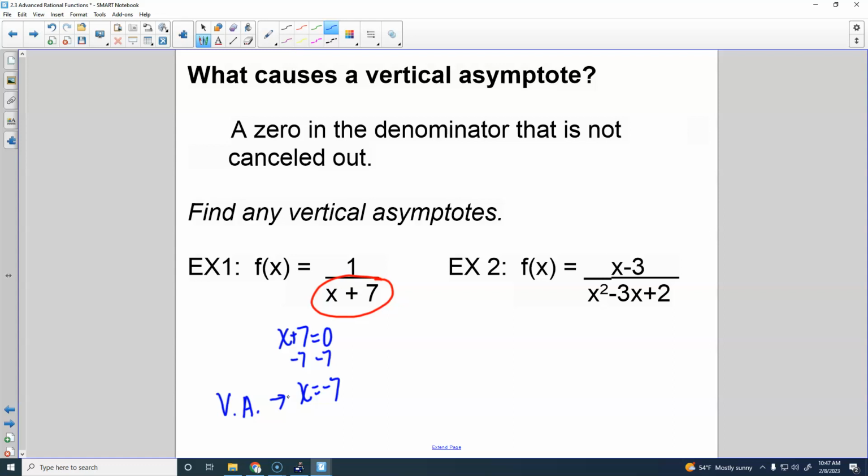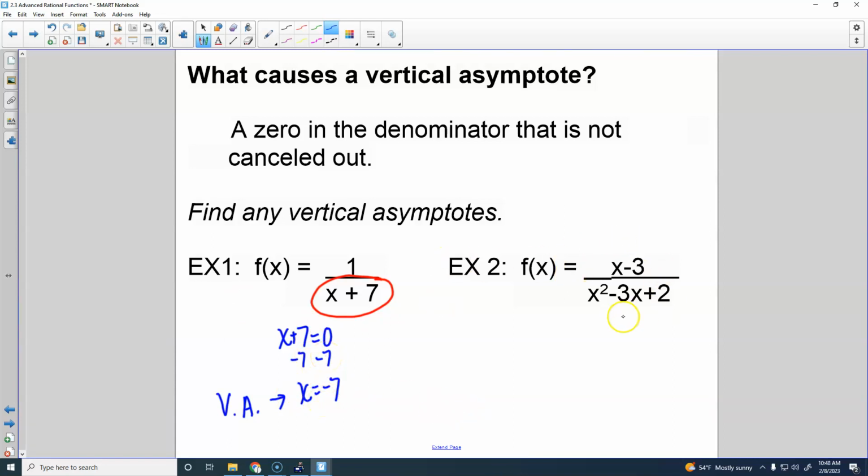With the simple ones, you can also think about shifting the graph. What does that plus 7 do to the graph of 1 over x? Left 7, right? So normally the y-axis would be our vertical asymptote. This is going to move it to the left 7. So that would be x equals -7, which is where your vertical asymptote would end up.